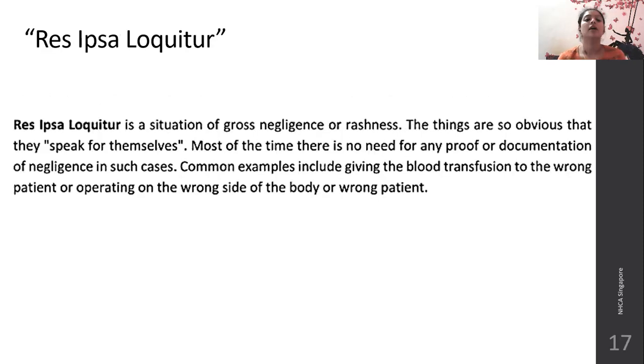Res ipsa loquitur is a situation of gross negligence. The things are so obvious that they speak for themselves. We don't require any proof to say that something gravely wrong was conducted. Most of the time, there is no need for proof or documentation of negligence in such cases. Common examples include giving a blood transfusion to the wrong patient, or operating on the wrong side of the body or the wrong patient. These are examples of res ipsa loquitur. The actions speak for themselves.